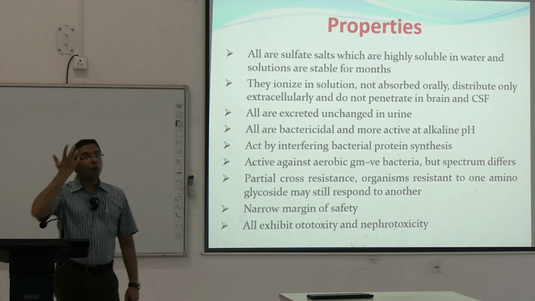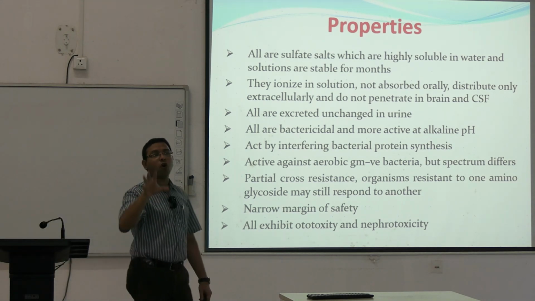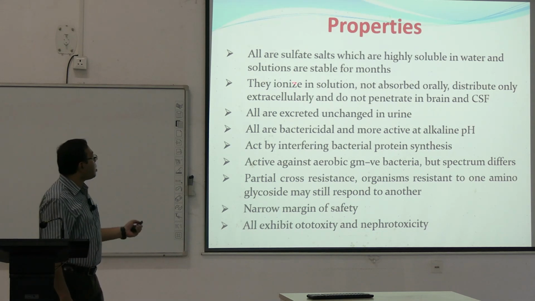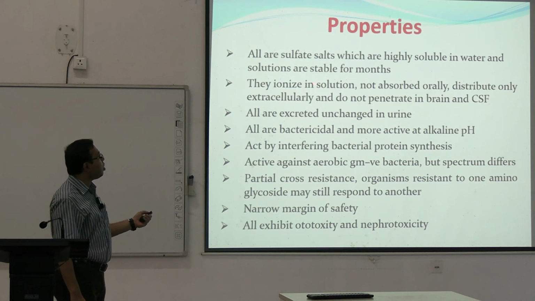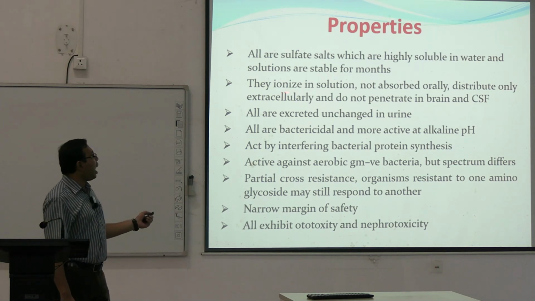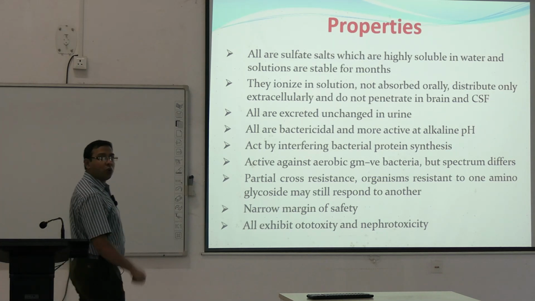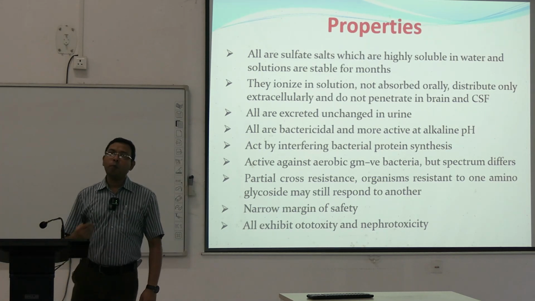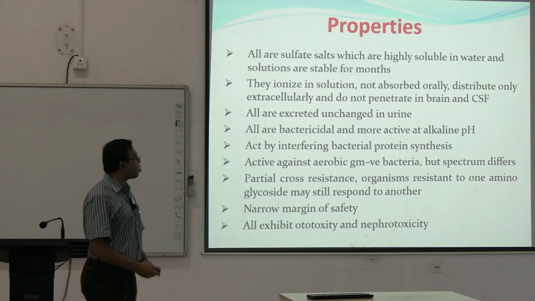So there are some common properties of the aminoglycosides. This is also a very common question: what are the common properties of the aminoglycosides? Basically these are all sulfate salts which are highly soluble in water, and solutions are stable for months. They ionize in solution, that is, they are polar compounds, not absorbed orally. Oral absorption is very low, oral bioavailability is very low. Mostly this has to be given either topically or by intravenous or intramuscular route.